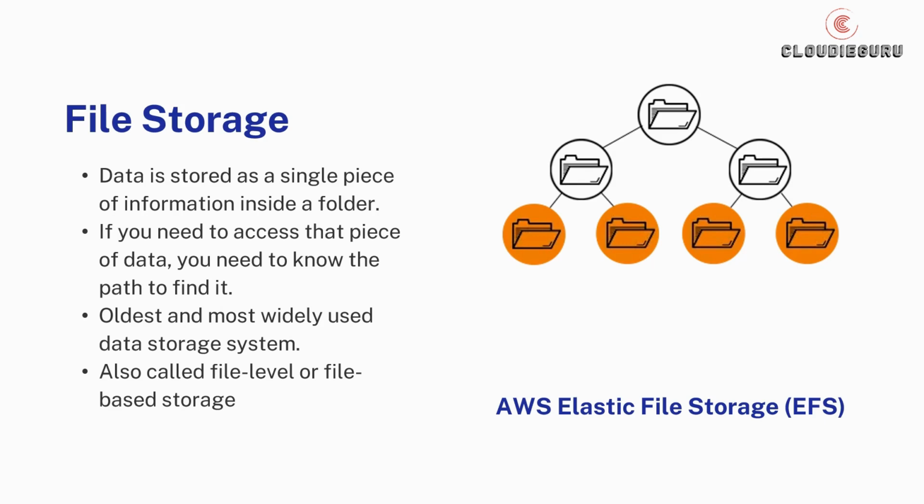The third and the last one is file storage. In file storage, the data is stored as a single piece of information inside a folder, and if we need to access that piece of data, we need to know the path to find it. File storage is one of the oldest and most widely used data storage systems. File storage is also called file level or file-based storage. AWS Elastic File Storage, or EFS in short, is an example of a file storage service in AWS.